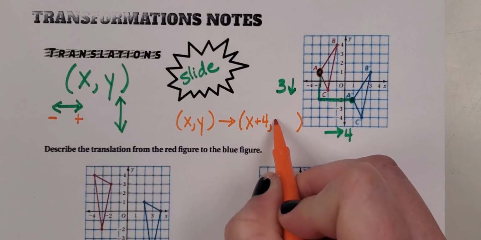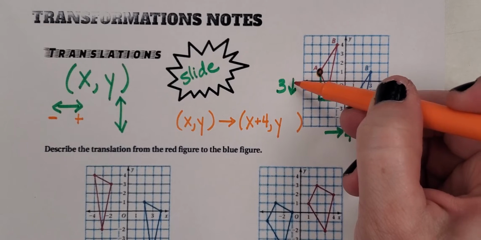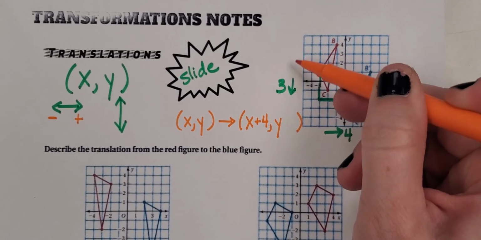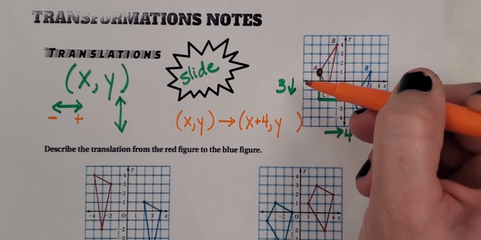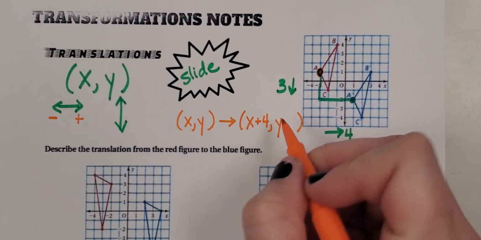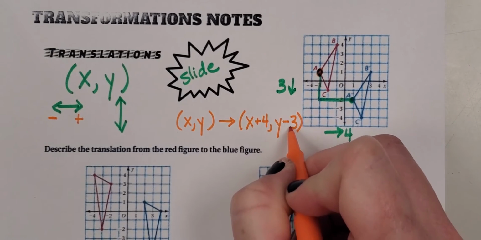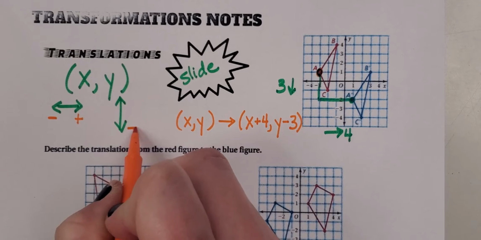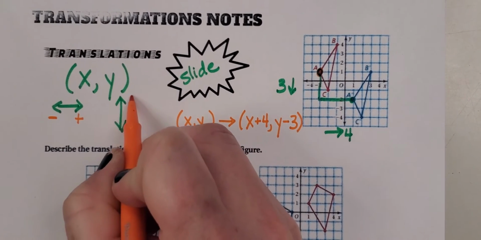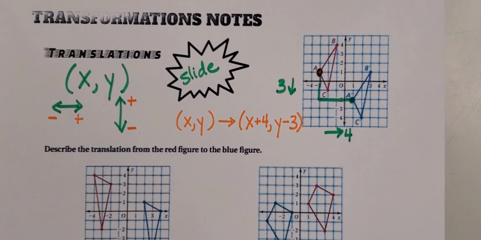For my Y value, it deals with all of my vertical numbers, my vertical movement, so up or down. Since I'm going down, I would be subtracting 3. So if I go down, I would be subtracting. If I'm adding, I would be going up.